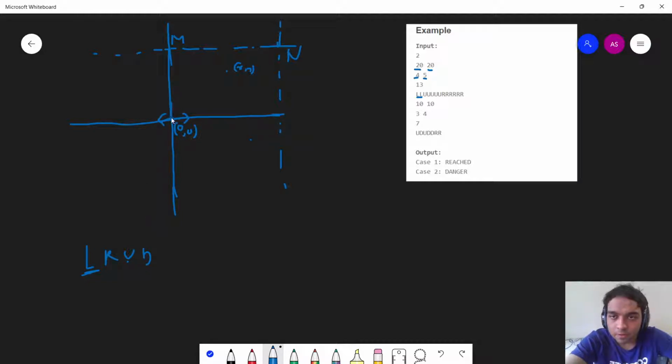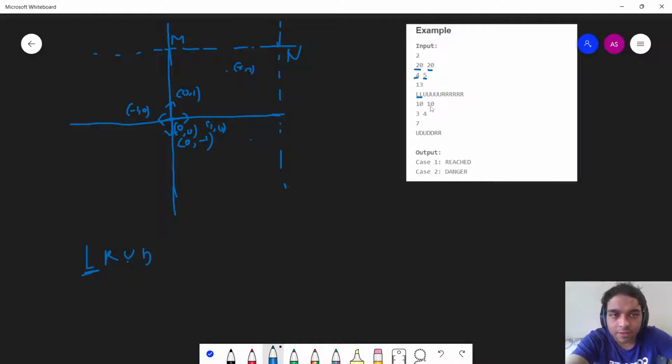Similarly, for up, the person will move up by 1 unit, and for down, the person will move down by 1 unit. So after moving 1 unit, the position for left will be minus 1 comma 0. My position for up will be 0 comma 1. Position for right will be 1 comma 0 and position for down will be 0 comma minus 1. So this is moving by 1 unit.